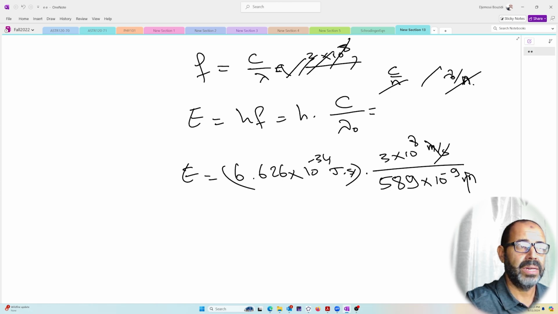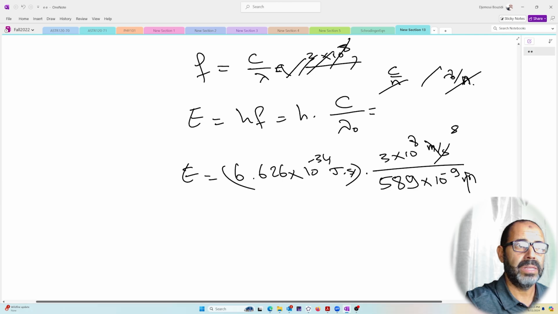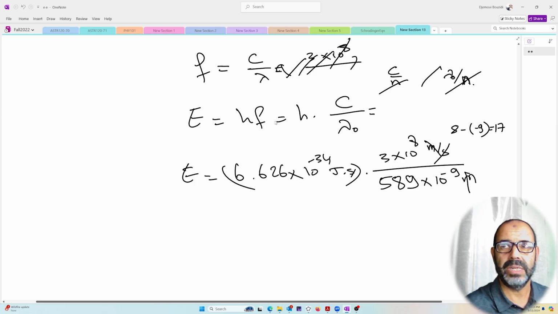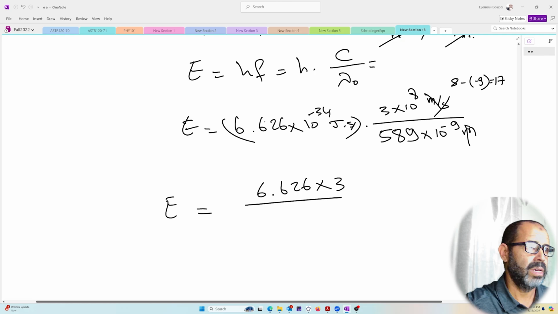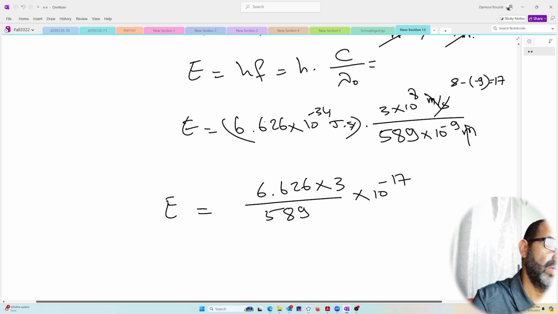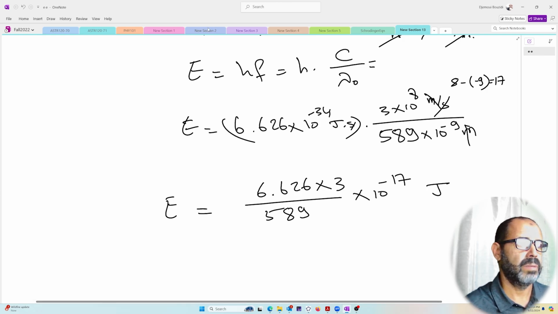When you're handling problems like this one, always handle the powers first. I have -9 plus 8, so it's going to be 8 minus 9, so that's -1, and I have -34 in here, so it's -17 at the end. Okay, so the energy is whatever this expression of 6.626 times 3 divided by 589 times 10 to the -17. It's going to be in joules, okay? This number is going to be a small number because I have 589 in the denominator, so I have to be careful in here, okay?